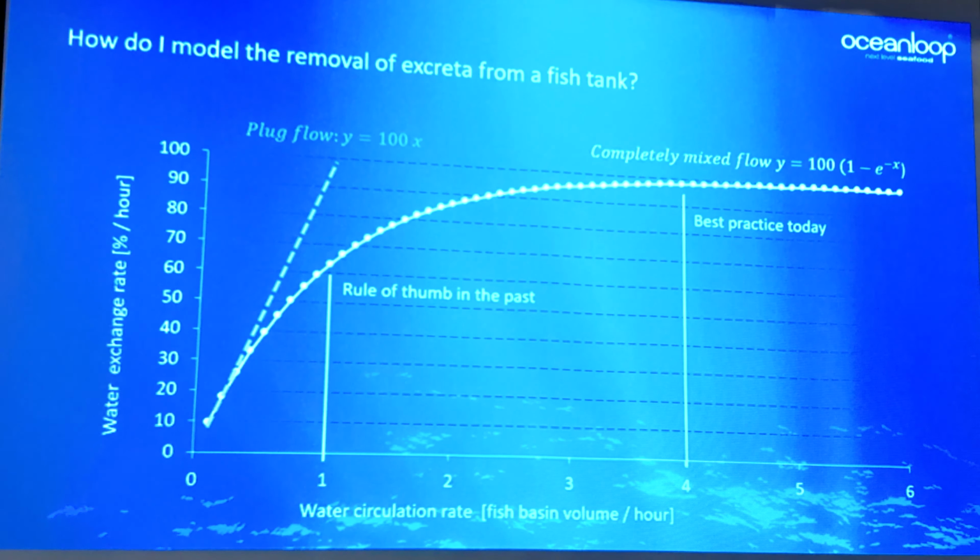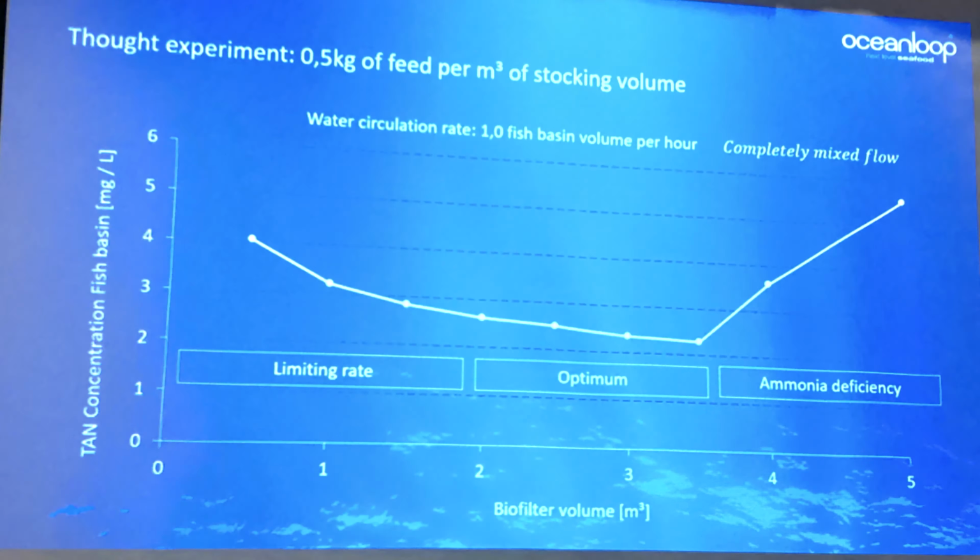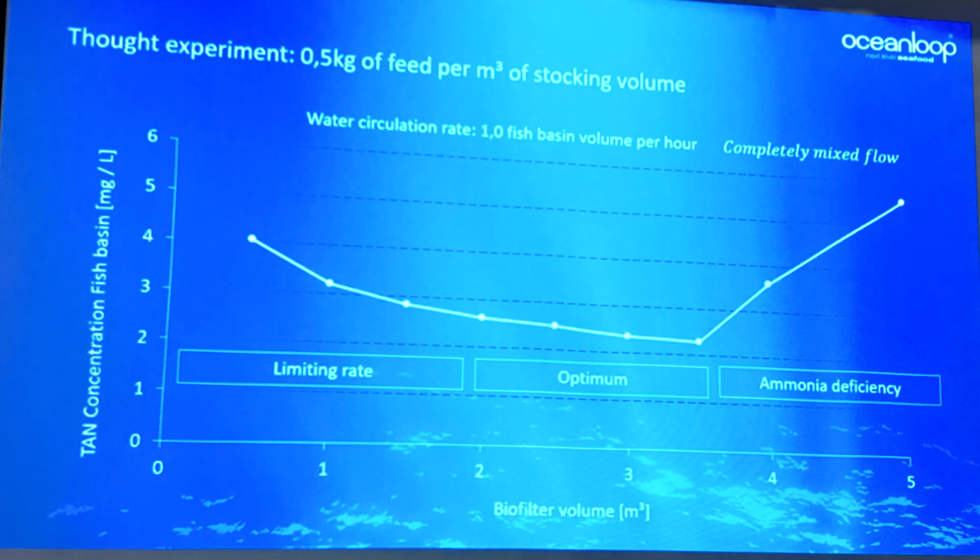With this kind of modeling, we increase the flow rate and look at the ammonia concentration starting at 0, and then we feed the fish 12 hours a day, a typical feeding cycle, which is why you have this duality in the graph. You see that, of course, the ammonia concentration goes down when we increase the flow rate. The fish excrete ammonia, and the biofilter oxidizes the ammonia to nitrate. That's why the size of the biofiltration system is also needed in the equation.